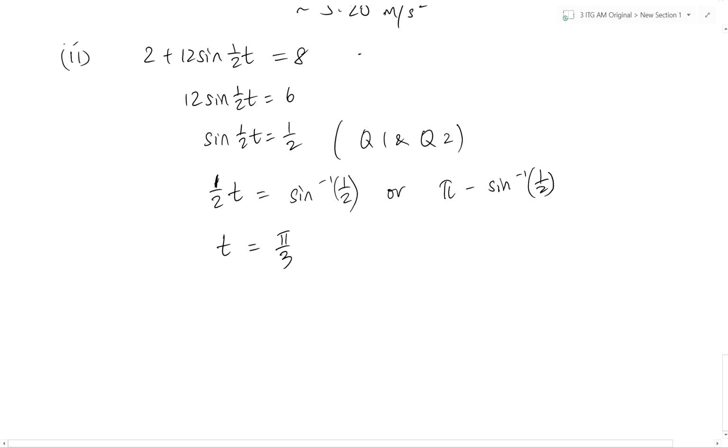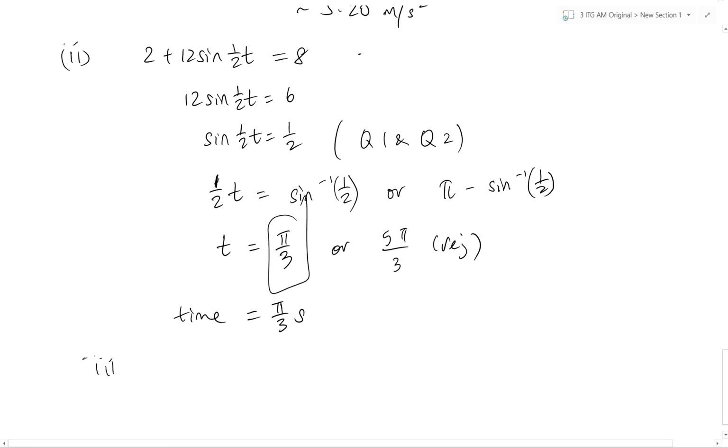And for the other answer, okay, so these are the two times that we have for when it attains a speed of 8. So from these two, which one comes first? That will be pi over 3. So the time will be pi over 3 seconds. Okay, this will be rejected because it comes after time equals pi over 3.